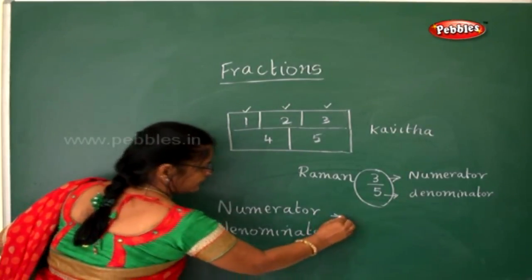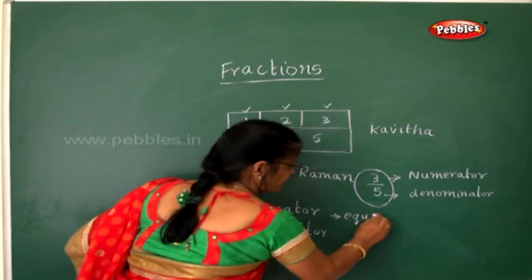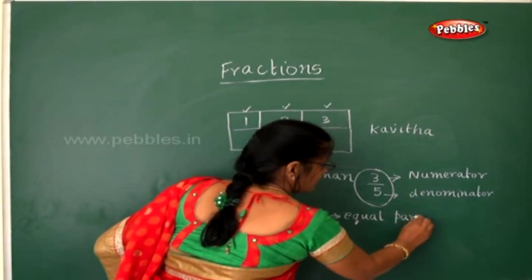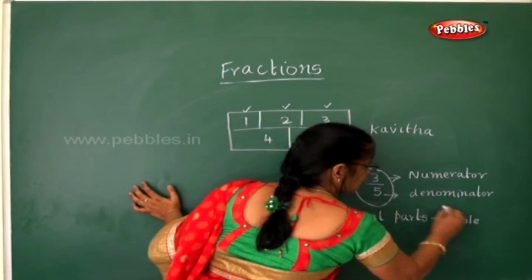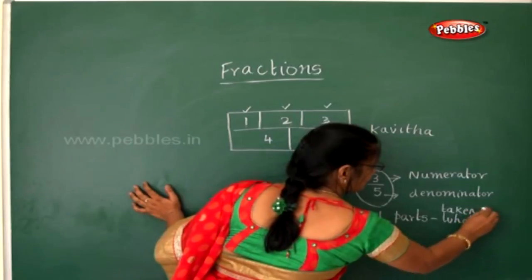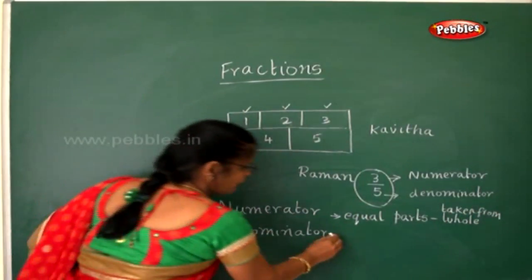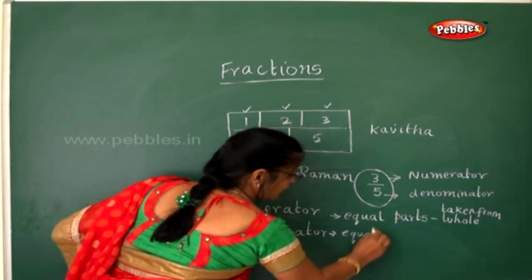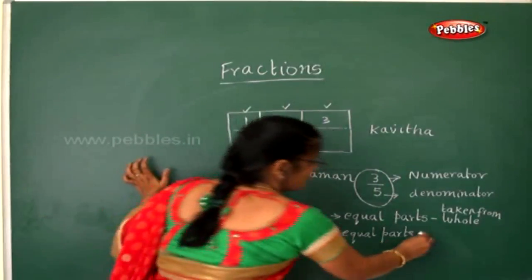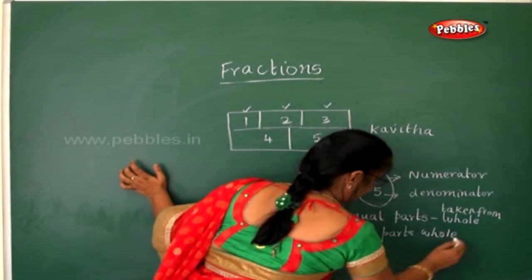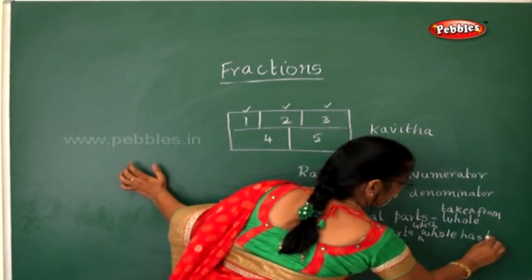Yes, the numerator is the equal parts which are taken from the whole. What is the numerator? The equal parts which are taken from the whole. And what is the denominator? It is the equal parts into which the whole has been divided.